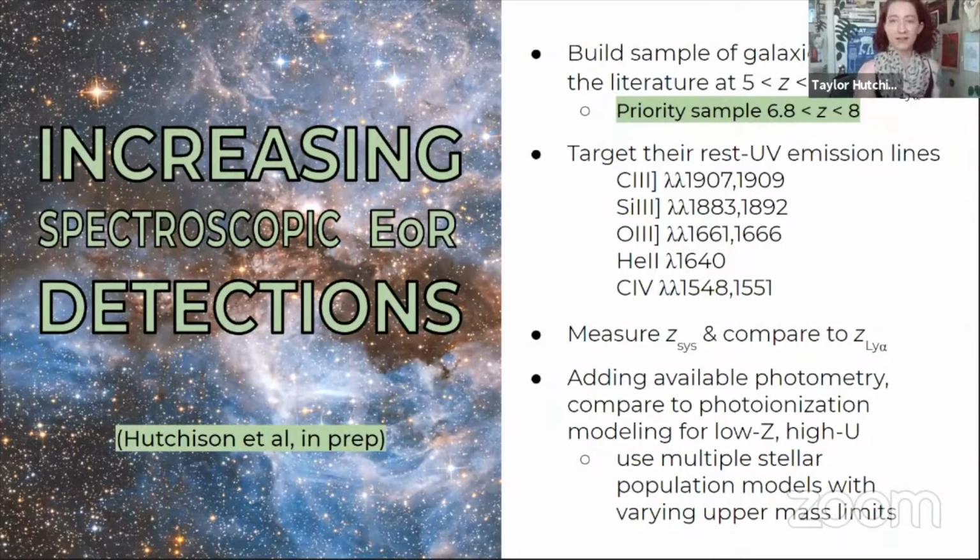We are building a sample of galaxies from the literature that have Lyman Alpha previously detected at redshifts 5 to 8. There's a priority sample, which I'll talk about in a second. And then we target the rest UV emission lines. And ideally, we would get detections of one or more of these.